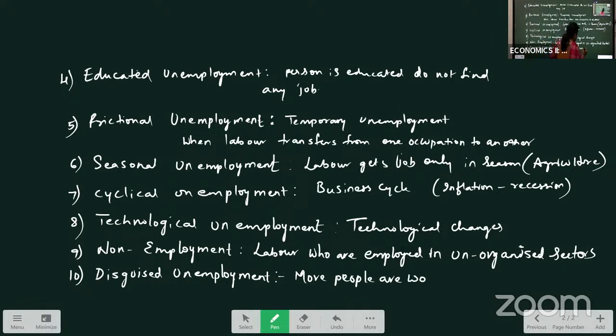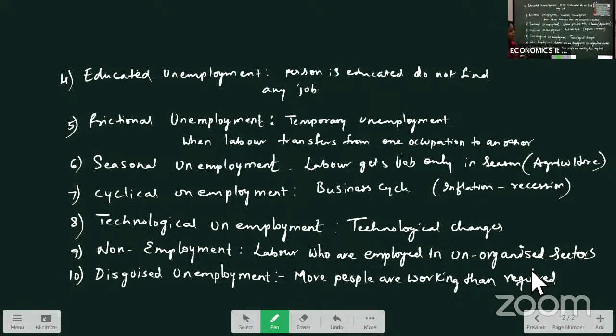More people are working than required. More people are working than required means, to complete one work, we require only 2 people, but 4 people are working in that. So in that case, we call that situation disguised unemployment.